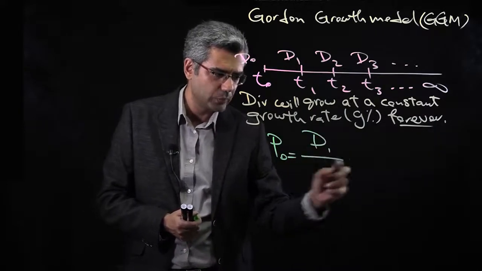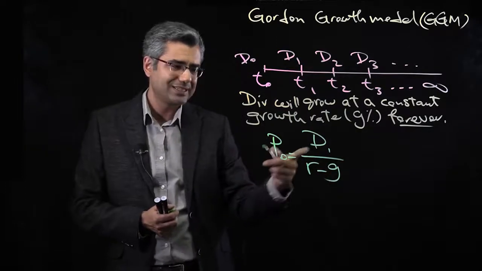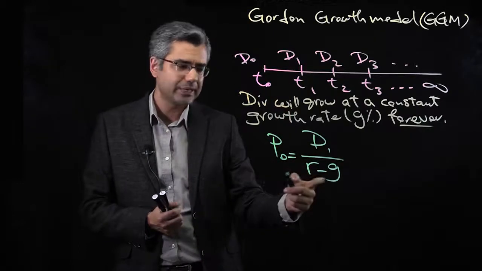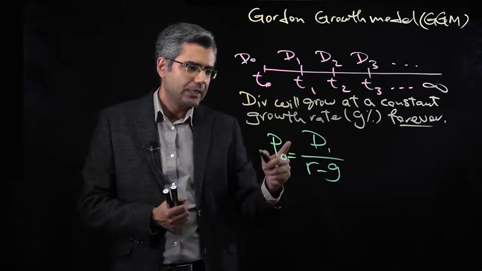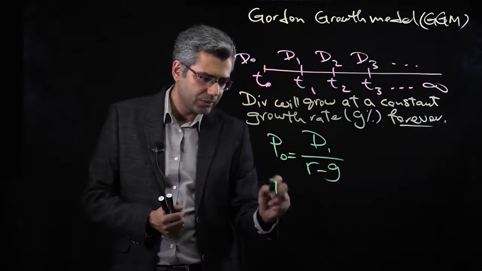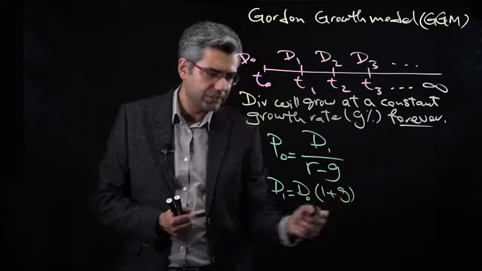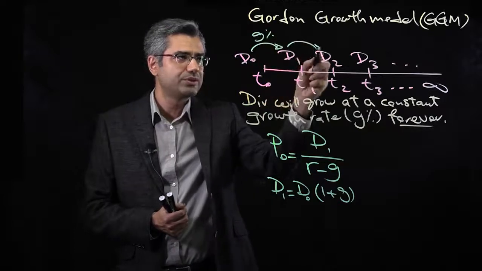And the formula to compute the stock price is: price equals next dividend divided by R minus G. D1 means next dividend, R is the interest rate, and G is the constant growth rate. And D1, the next dividend, is D0 times 1 plus G, because we assume that the dividend is growing at G% forever.